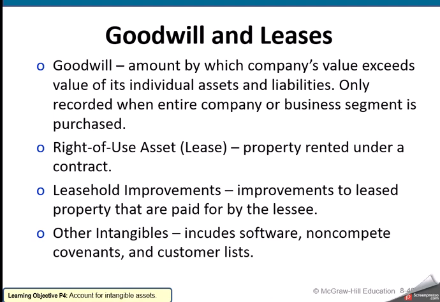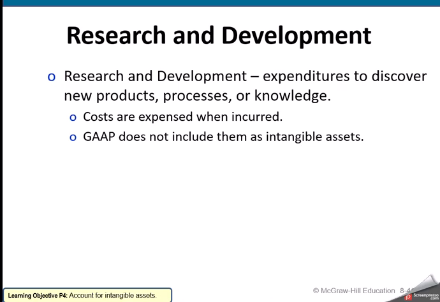Goodwill, again, I said it's when you purchase a company and you pay more than their individual assets offset by their liabilities. So you recognize there's something more to this company than what is on their books. Then you can record that goodwill. Right of use assets is a lease. So again, you've got the rights to use this under contract. Leasehold improvements are improvements that you make to property that's not yours, but you decide to add value to it and you want to depreciate those over time. Software licensing, customer lists, covenants not to compete, other things like that.